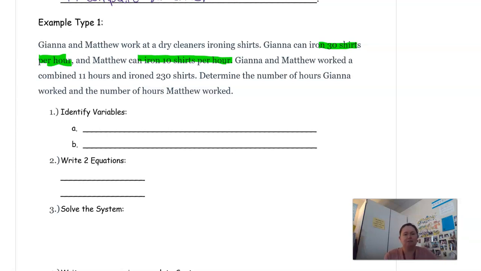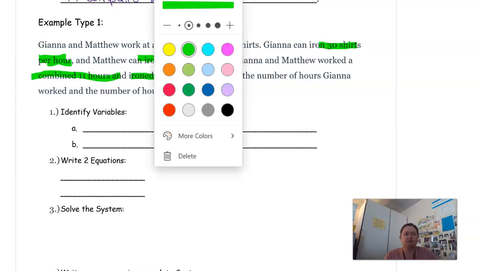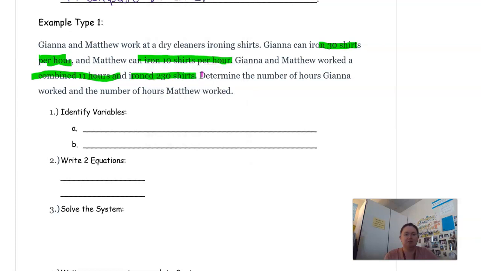And then Gianna and Matthew worked a combined 11 hours and ironed 230 shirts. And then our question, which I like to use a different color for the question, is: determine the number of hours Gianna worked and the number of hours Matthew worked.